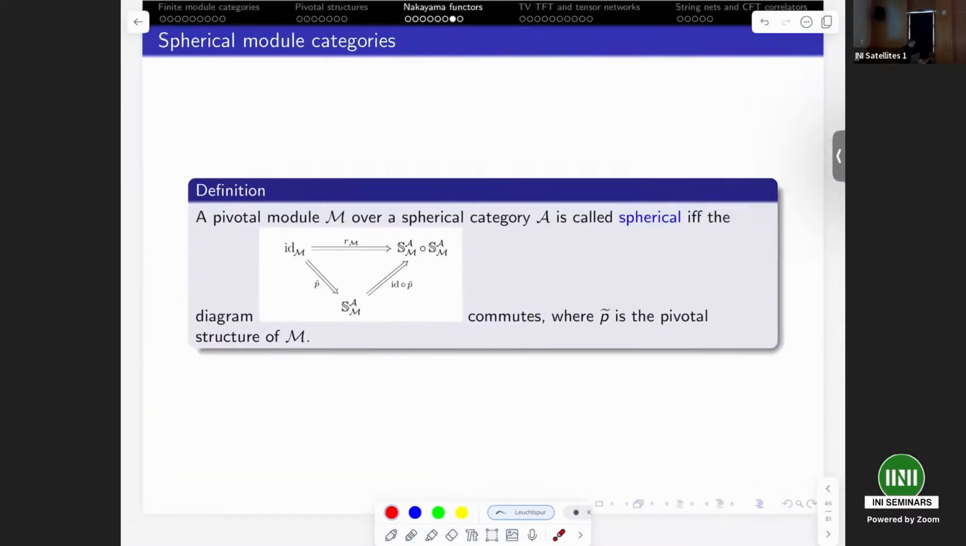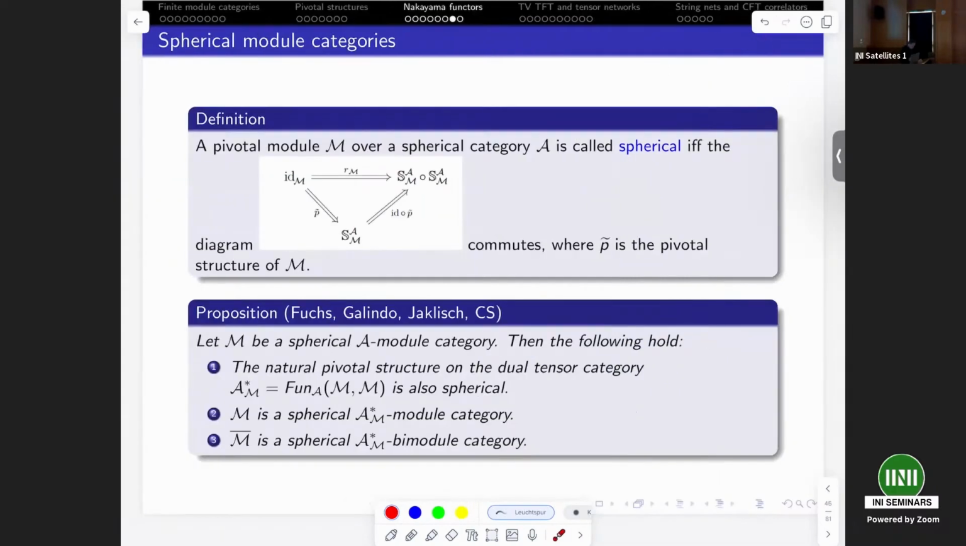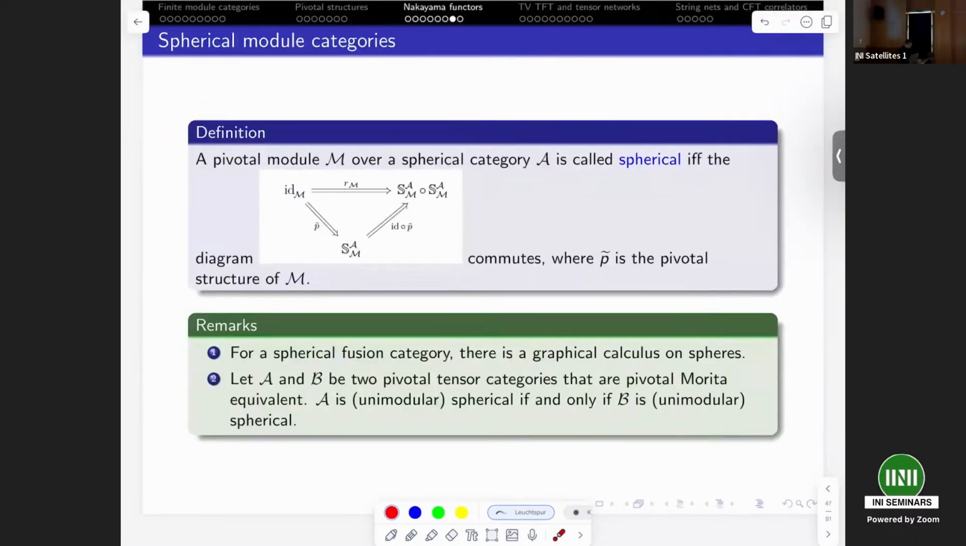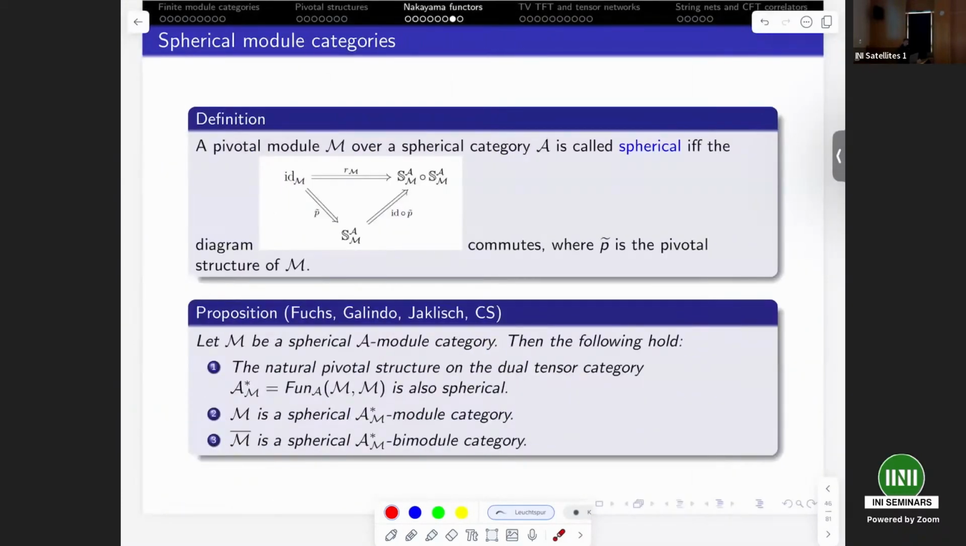Good. And we can again summarize this in terms of module categories. And let me just see what else I have. Yeah, here, these are two quick remarks. So it works out all very nicely.